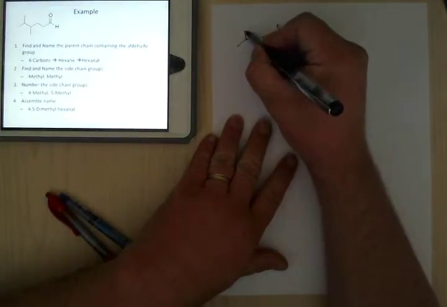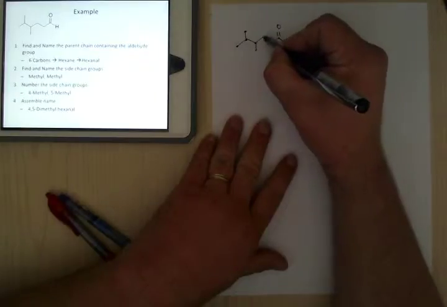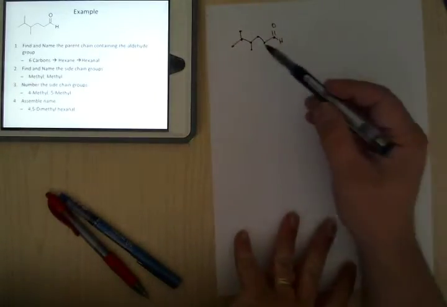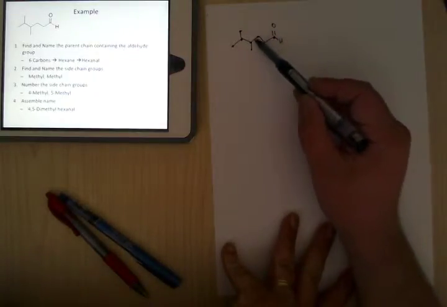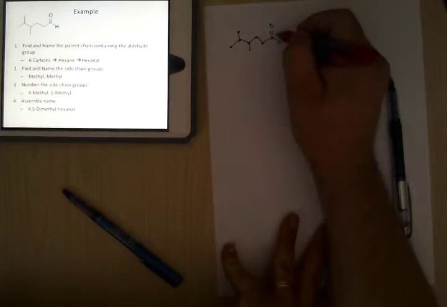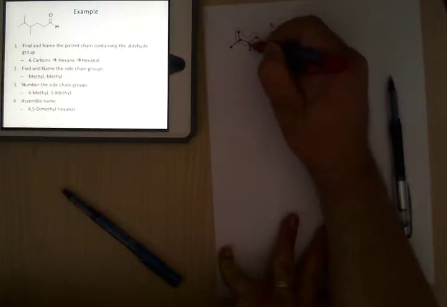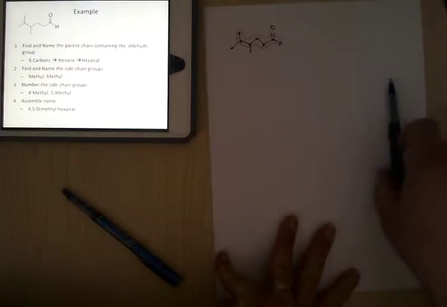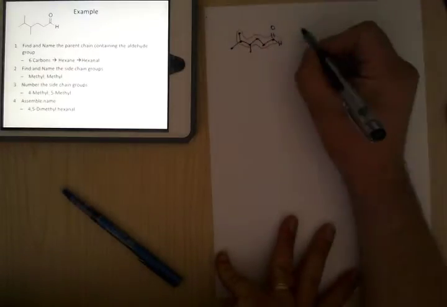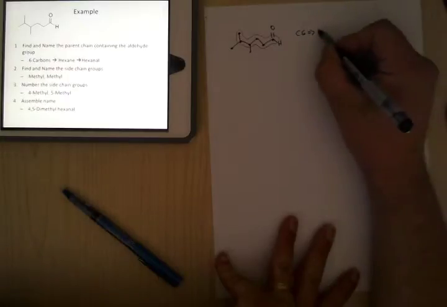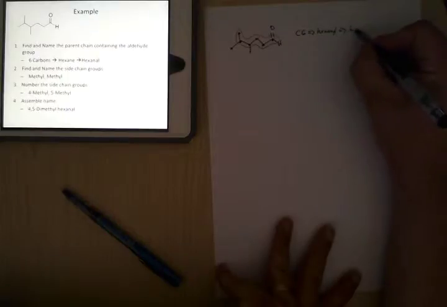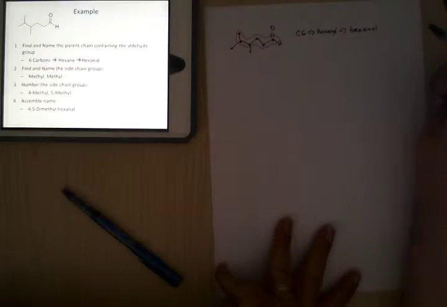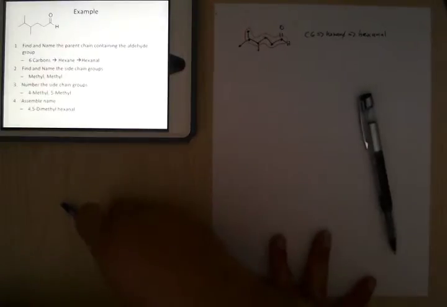we have this. I put in the dots for the carbons, so 1, 2, 3, 4, 5, 6. Our main chain is going to look like this. Let's go up there, it's not going to make a difference. So it's C6. Normally that would be a hexane, but I'm going to take off the E and add an al, so it becomes hexanal.